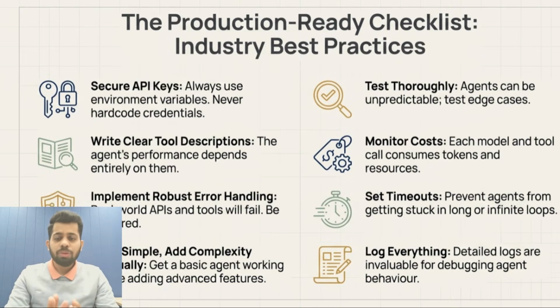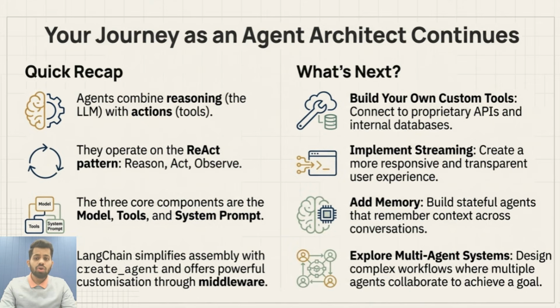And here are some of the best practices we follow in the industry now. Always use environment variables for API keys. Always keep clear tool descriptions, as the agent relies on them heavily. And don't forget to implement error handling. And always test thoroughly before you move into production. And that's it. You now know how to build AI agents with LangChain.